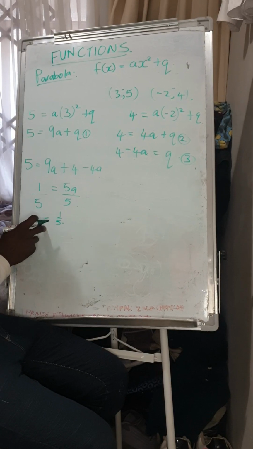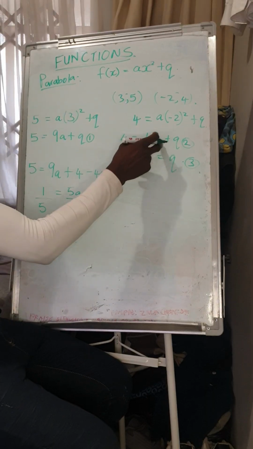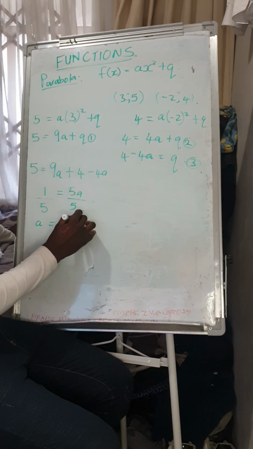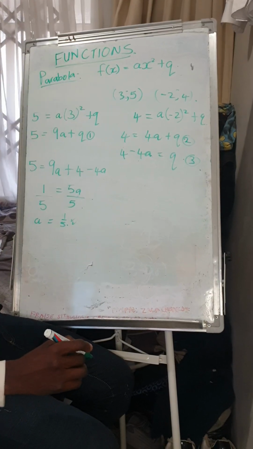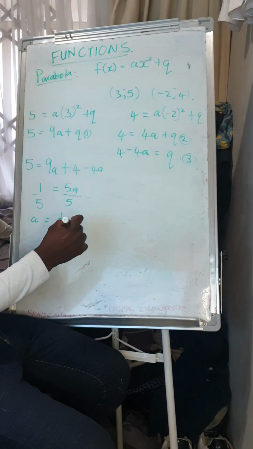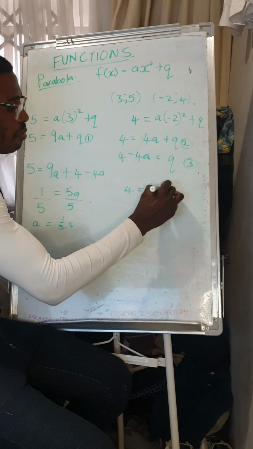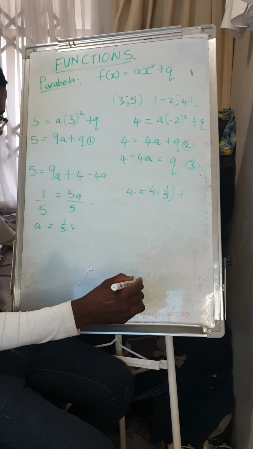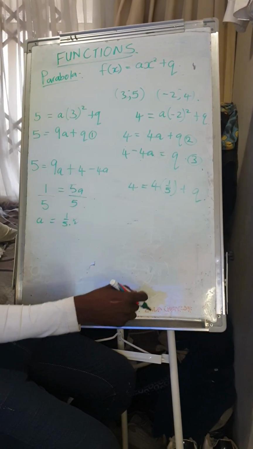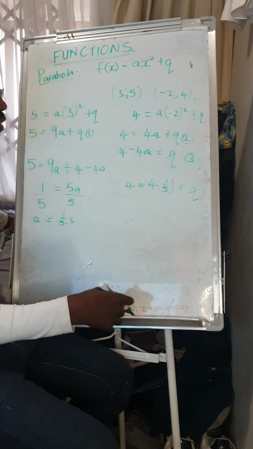Now that we have 1 over 5 as the value of a, you can put it in either equation. Let's put it here where the value is not too big. So now we have the value of a, but we're asked to determine the equation, so we're looking for q right now. Substituting: 4 equals 4 times 1 over 5 plus q. We don't know the value of q. We used that one earlier so we could eliminate things. Now we're looking for the actual value of q.